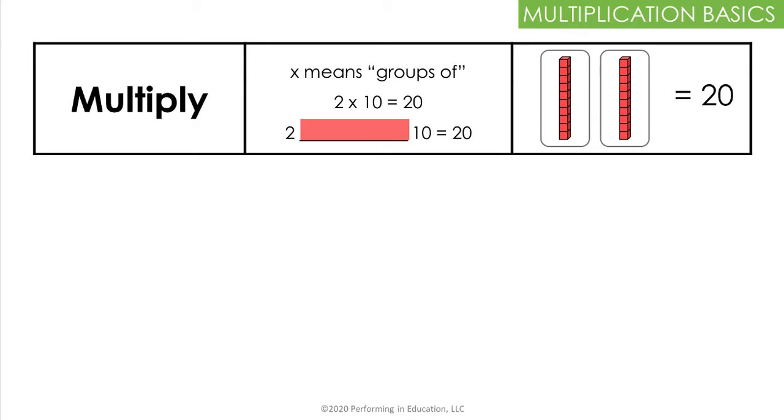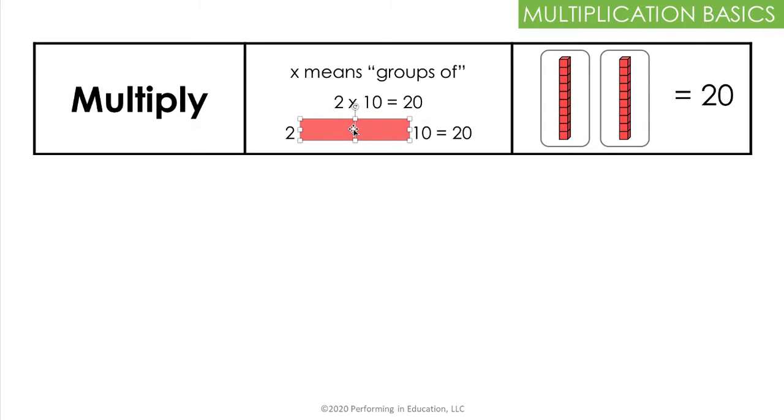Slide 2 on the Green Operations digital notebook, and I'm just going to go over multiplication. Multiplication basics, like it says right here. So when we say we are multiplying something, we're actually taking equal groups. So when we say times, and we use the times symbol, it means groups of. So 2 times 10 equals 20 means 2 groups of 10 equals 20.